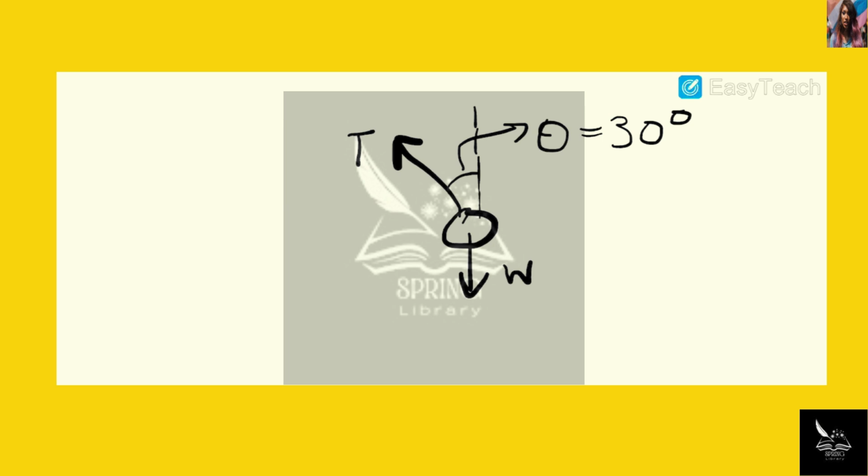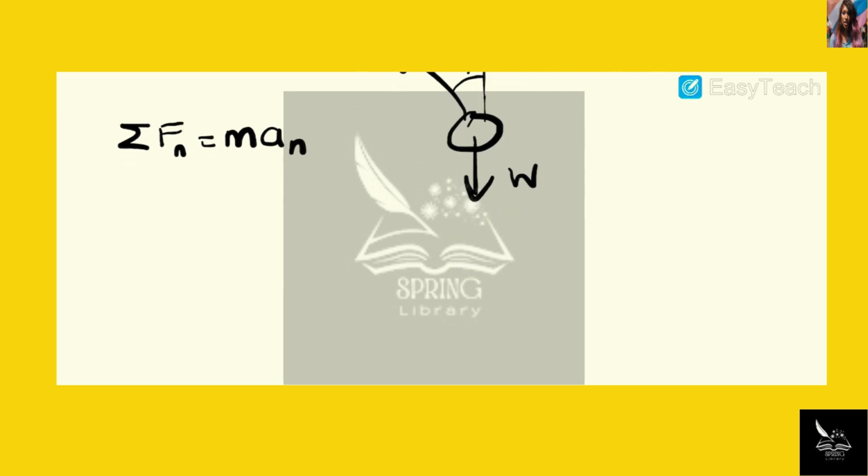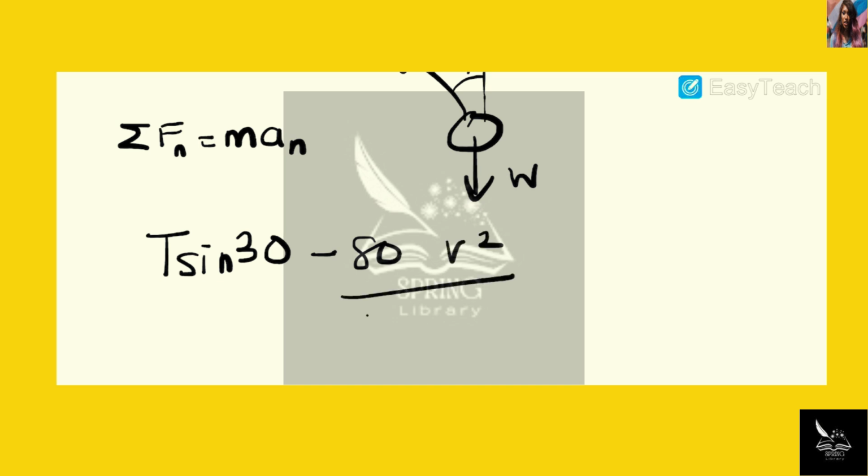So by taking Newton's second law in the normal direction, we see that the net force in n is equal to m times acceleration in the normal direction, which we see is equal to T sine theta, which is 30, minus 80 times v squared all over 4 plus 6 sine theta. Now what we've done here is we've just substituted in for the normal acceleration, which we know to be v squared over r.